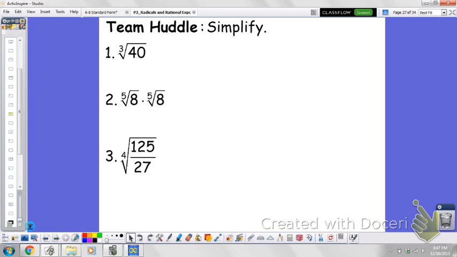So here we have a huddle where you're going to be simplifying some radical expressions. Go ahead, pause your video, and when you're ready, unpause to get the solutions.